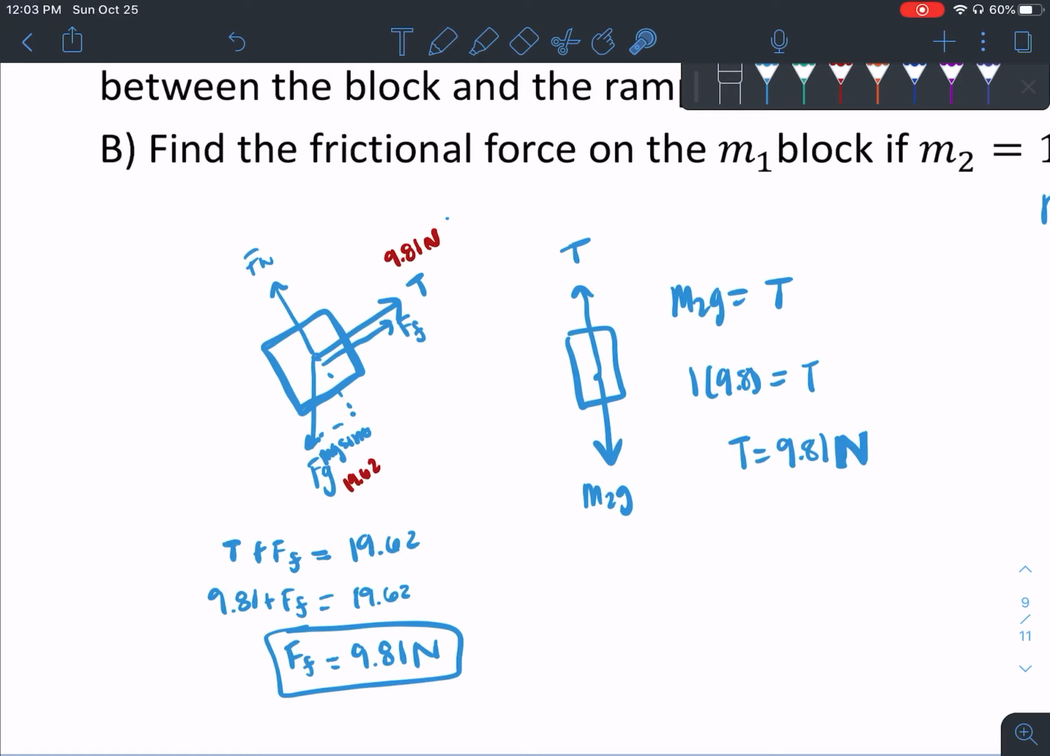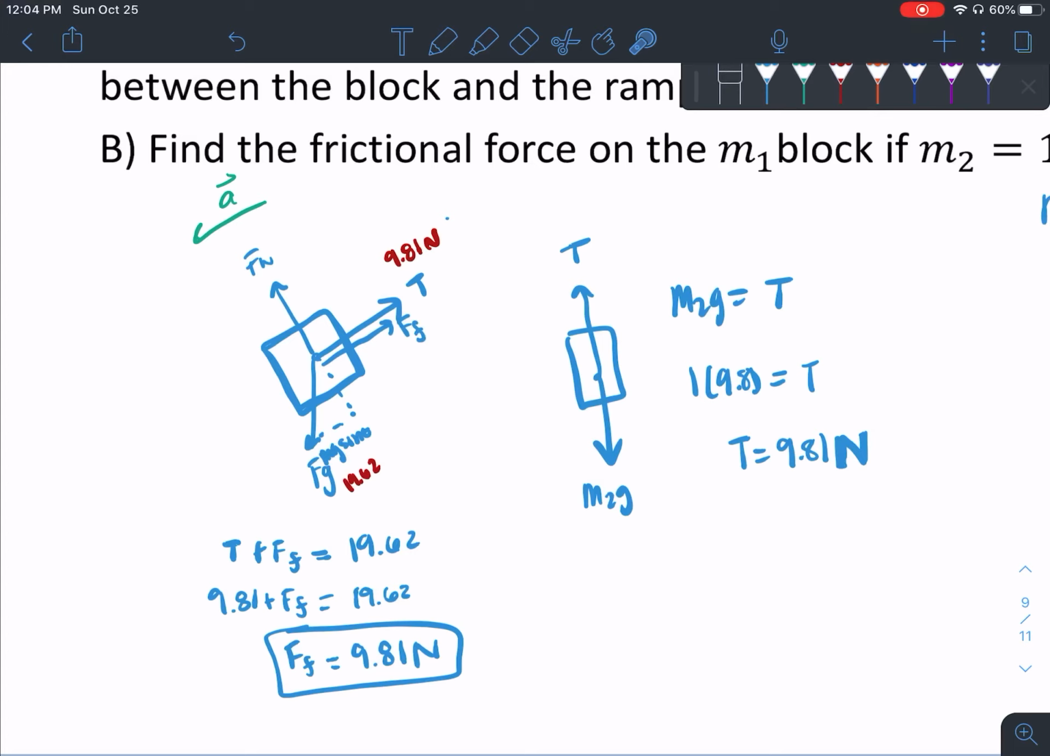And so I immediately said, okay, the only things that could be causing it to move would either be the tension or this component of the gravity. I went ahead and put the values in to figure out which one was bigger. Because the gravity that's pulling it down the ramp was larger than the tension that was holding it in place, I know that this block is trying to move in this direction. However, there is 0 acceleration, so that force of friction had to help cancel it out.